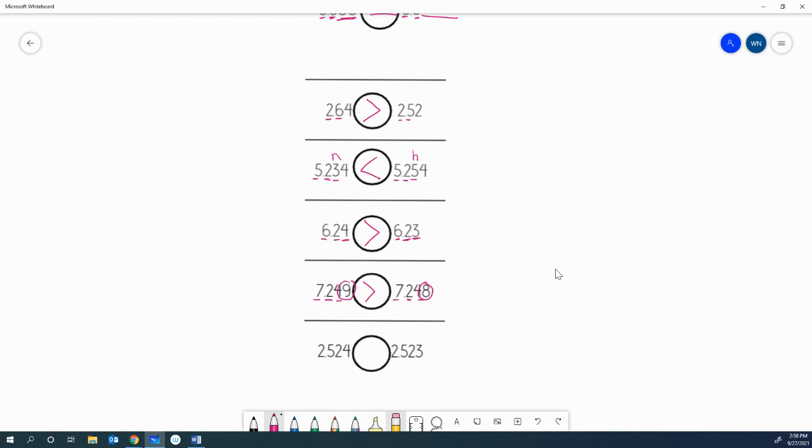All right, go ahead and try the last one. For this one, your 2 is the same. Your tenths place is the same. Your hundredths place is the same. Let's look at that thousandths place. I know the 4 is bigger, so it is greater than.